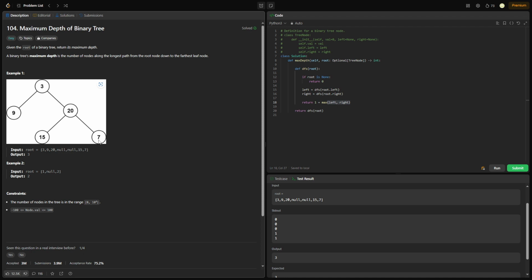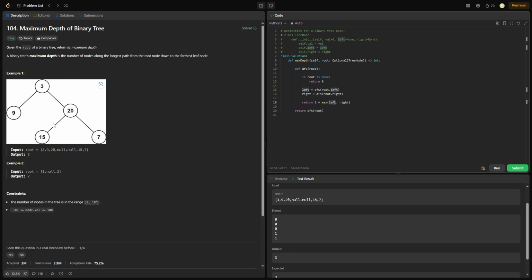So when we're at the 7, we're going back up. We're going to do 1 plus the max of the left and the right. The 7 has no left and right child nodes, so it's going to be 1 plus 0. Okay, at this 20, when we go up at this 20, we're going to do 1 plus the max of the left and the right. Now, the left and the right are not 0, they're 1, right?